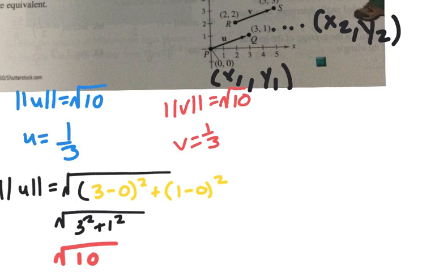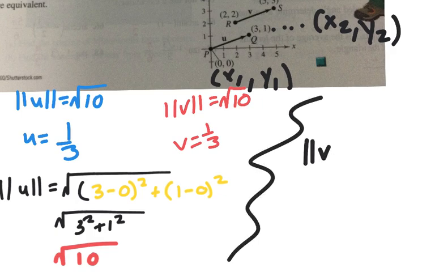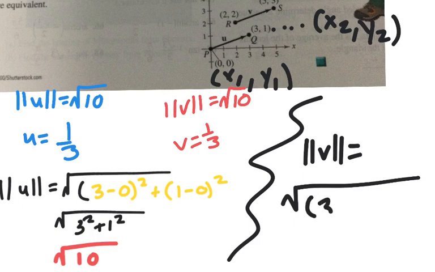What about the slope of u? Let me do magnitude first. So magnitude of v, that's the square root of. So same deal, y2. This time I'm going to use 3 minus y1, 2 squared, plus x2. So this time I'm flipping it around. It doesn't really matter. 5 minus 2 squared.